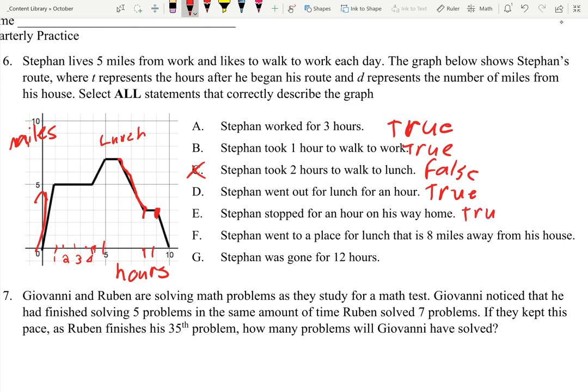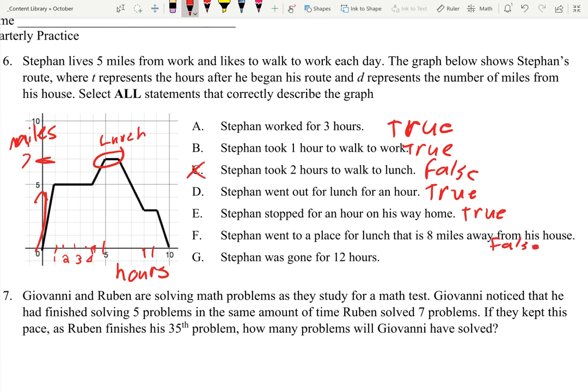That is true. Stephen went to a place for lunch that is 8 miles from his house. So remember, his lunch was here, but if we look at the miles, that's 7 miles away from his house, not 8, based on the graph. So that is false.